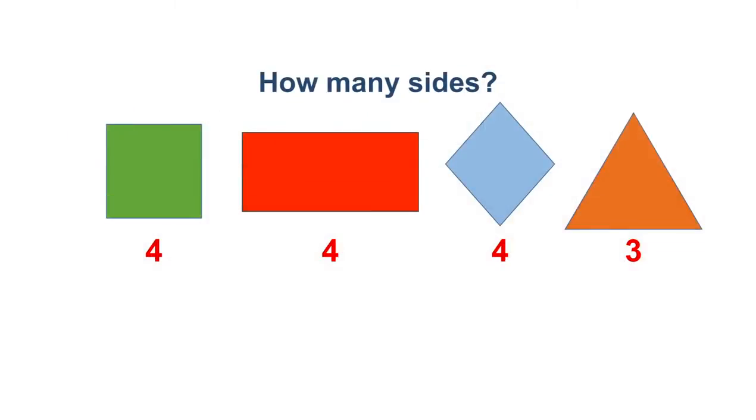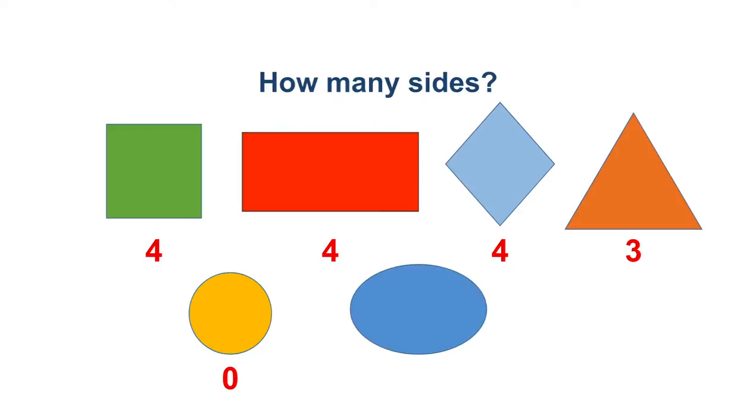Very nice. How many sides on our oval? 0. How many sides on our circle? 0. Very nice job, my friends. Good thinking. We have 0, just like that circle shape. 0. Yes. Okay, corners.